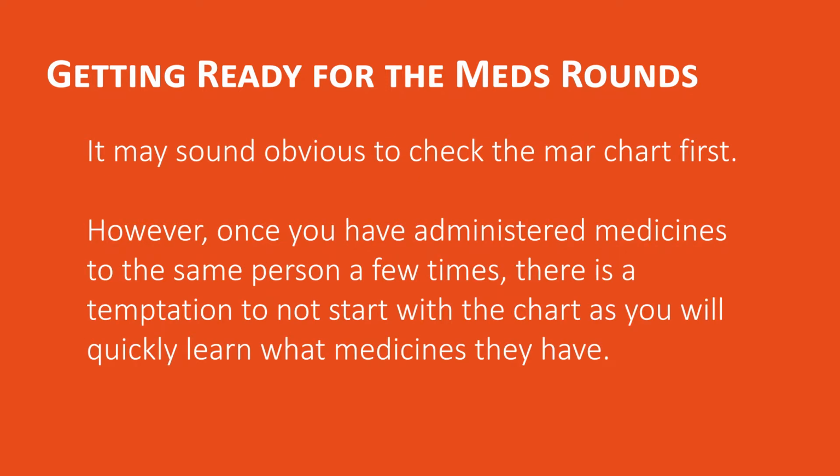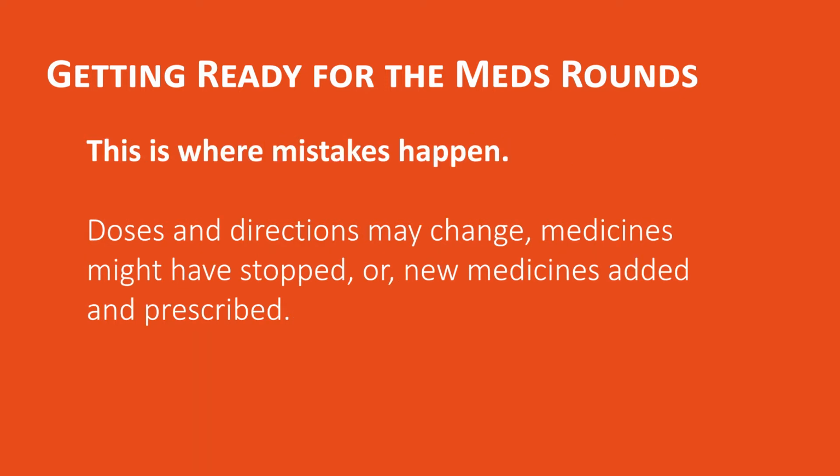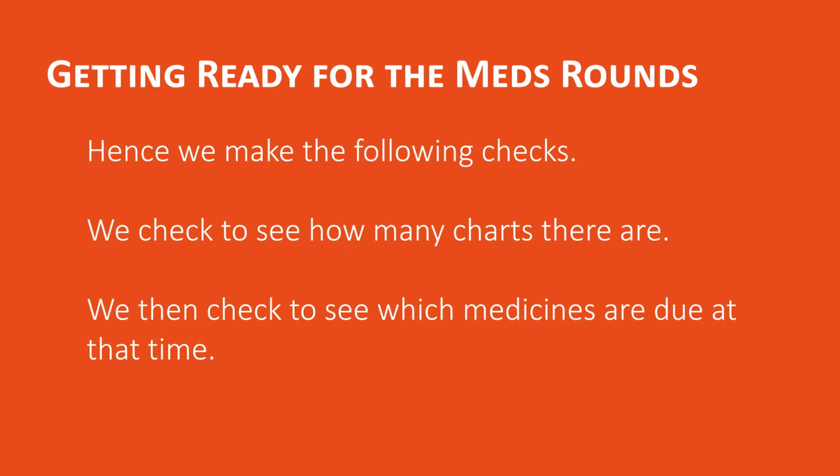It may sound obvious to check the MAR chart first. However, once you've administered medicines to the same person a few times, there is temptation to not start with the chart, as you will quickly learn what medicines they have. This is where mistakes happen. Doses and directions may change, medicines might have been stopped, or new medicines added and prescribed. Hence, we make the following checks.